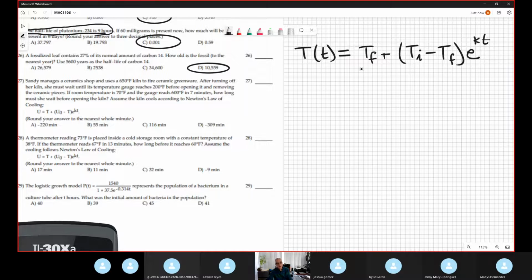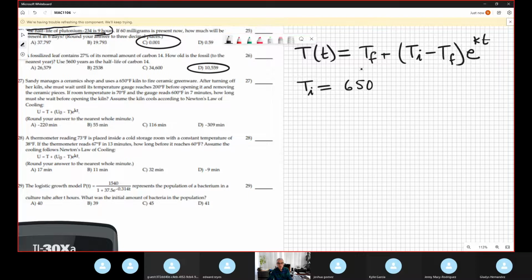It's a formula. I need to identify what temperature is given. It's giving the temperature initial. Obviously it is 650 Fahrenheit degrees. One more temperature I have in hand, I want to call T1, maybe because it's condition 1. It is given that the temperature is 200, the temperature you need to open the door of the kiln.